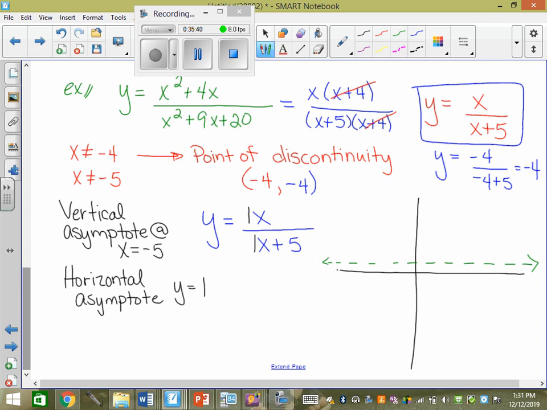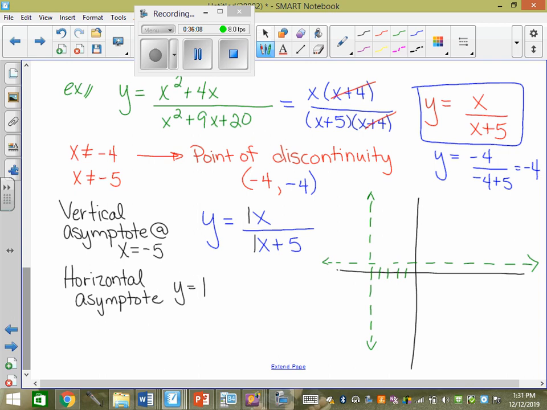Because that's where your non-permissible value is. If I put a -5 in, my denominator becomes 0, and I have problems. The vertical asymptotes are always where the non-permissible values are, if the factor didn't cancel. So at -5, I have a vertical asymptote because of my denominator. So I draw those two things.